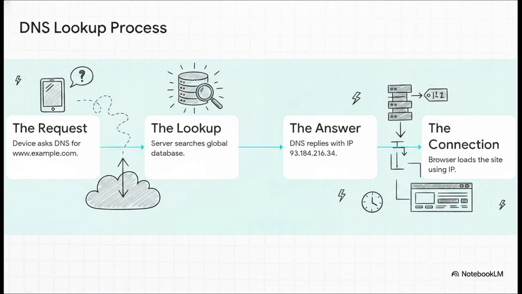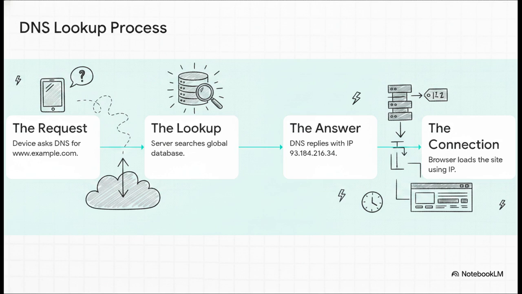All right, Section 3, the four-step lookup behind the scenes. So what's actually happening when you type in a web address? It's a highly precise four-step conversation. Step 1 is the request. Your device essentially raises its hand and asks the telecom DNS server, hey, what's the IP for www.example.com? Step 2, the lookup.